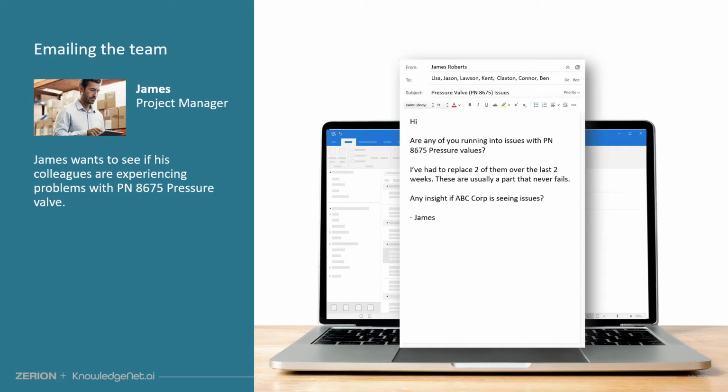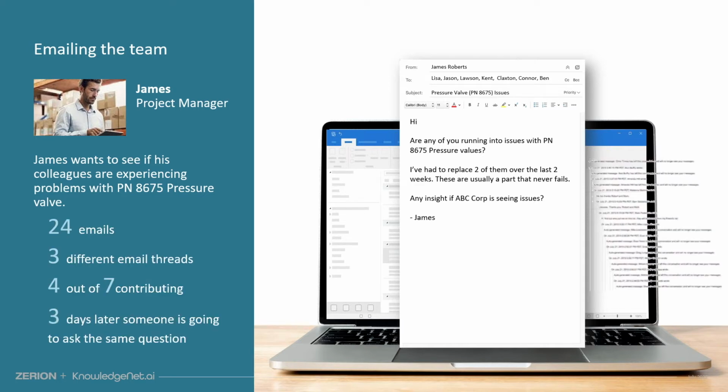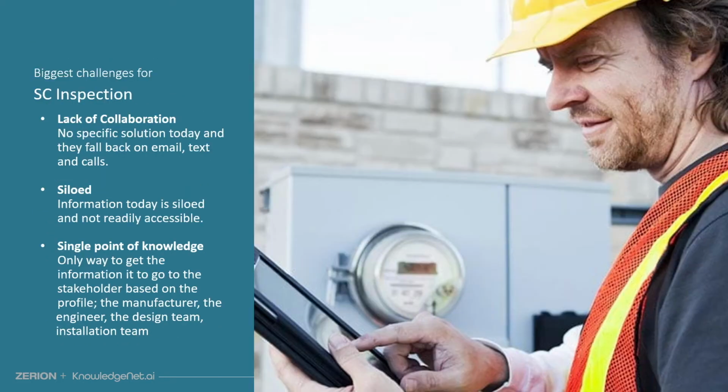So he starts drafting an email, sending it to 7 people, and he knows this is going to create a lot more email traffic: 24 emails, 3 different email threads, 4 out of the 7 people aren't contributing, and yet 3 days later, because this is a part that is commonly used, someone's going to ask the same question all over again. These are the problems that the South Carolina inspection company is having.